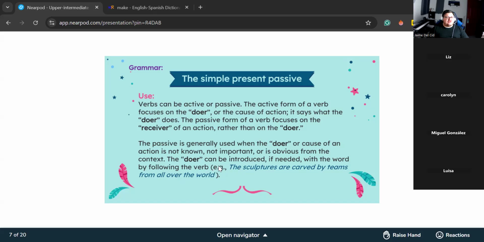Esto va para todos, ¿verdad? Cuando veamos esto de e.g., esto significa por ejemplo. Cuando decimos por ejemplo, podemos decir en inglés, for example. Esa es una forma, es una abreviatura de esto, ¿verdad? De hecho, es una abreviatura latina que se ha quedado, pero significa más o menos, por ejemplo, ¿no?